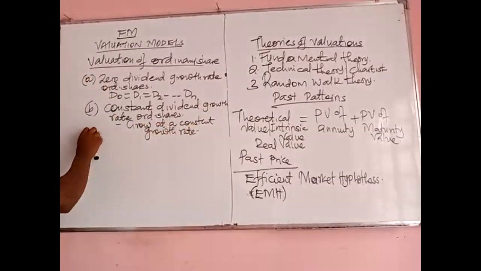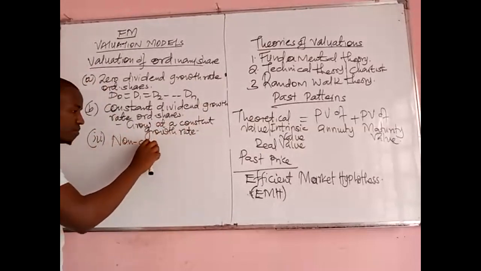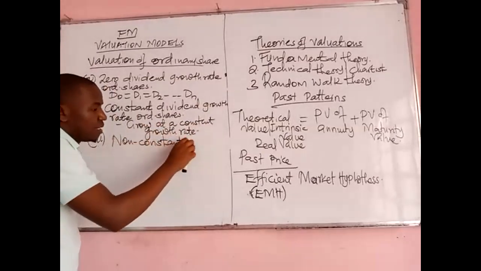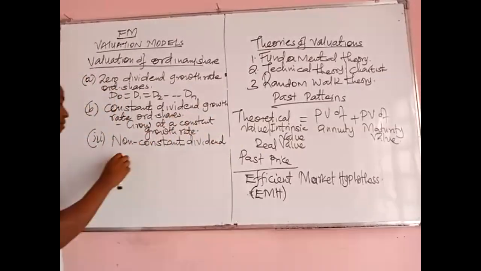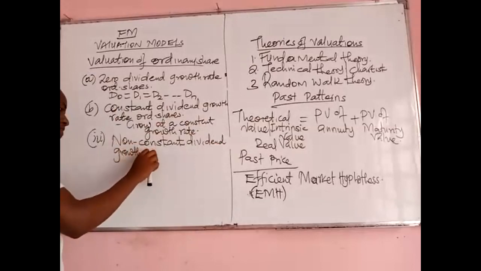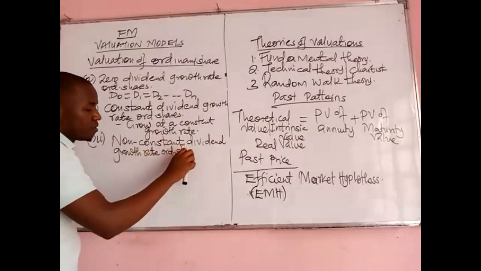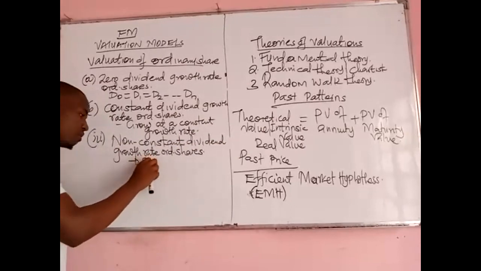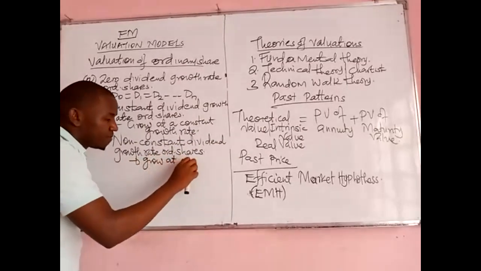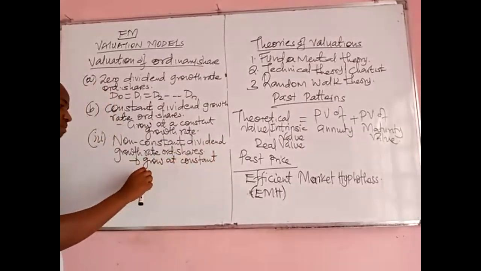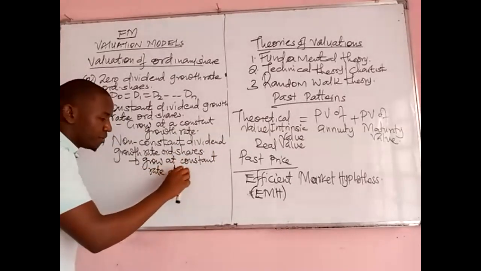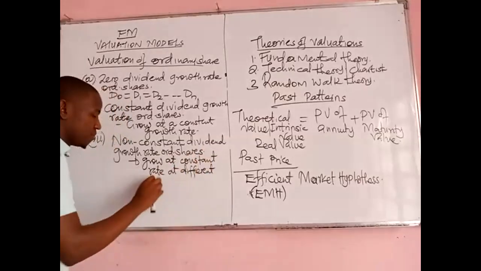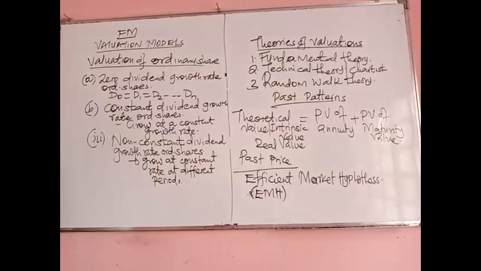Number three is the non-constant dividend growth rate ordinary shares. Unlike constant dividend growth rate ordinary shares, these grow at a constant rate for a given period, then change and grow at another constant rate for another period. So it is a constant rate at different periods.